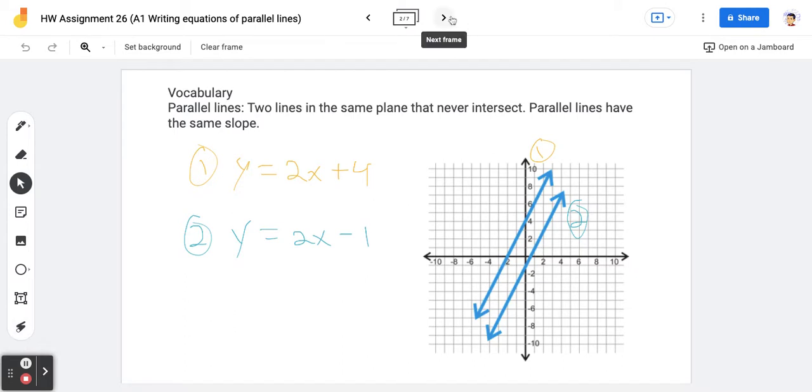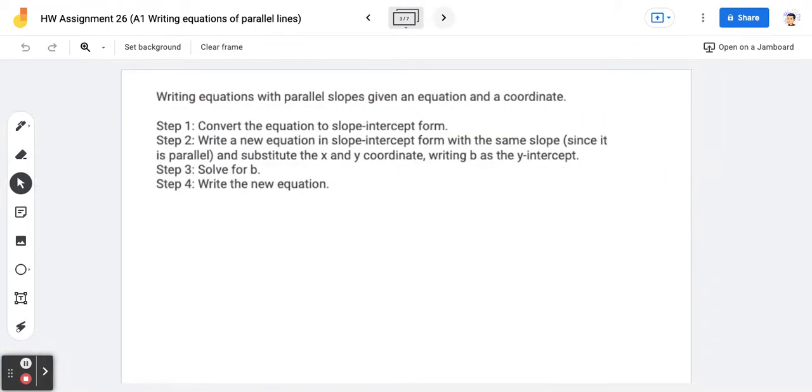So let's go to an example to figure out what we are going to do to solve these problems. Before that, let's take a look at some steps. When we're writing equations with parallel slopes given an equation and a coordinate, step one is we're going to convert the equation to slope-intercept form, if necessary. That's only if it is necessary. Some of them are already in slope-intercept form, in which case we don't have to.